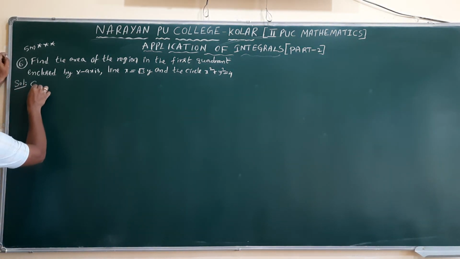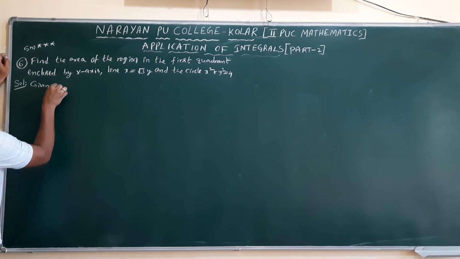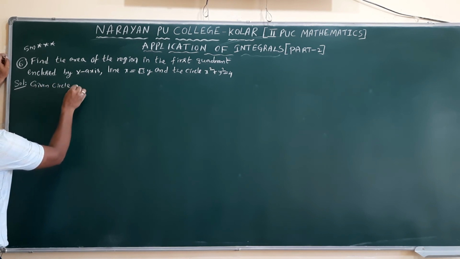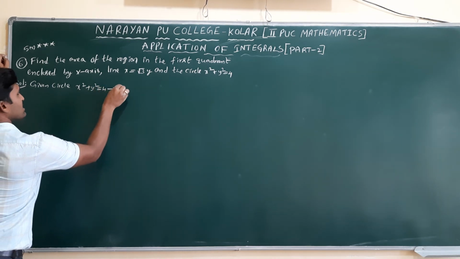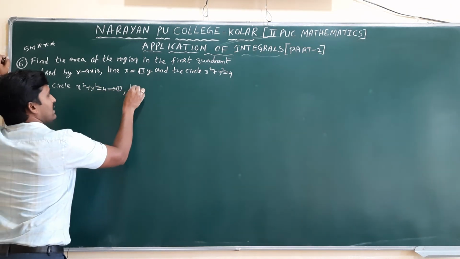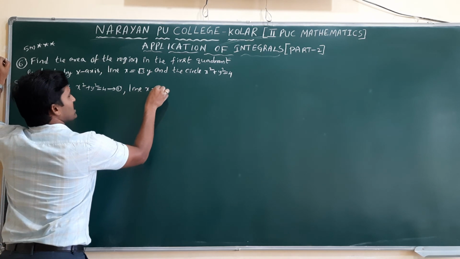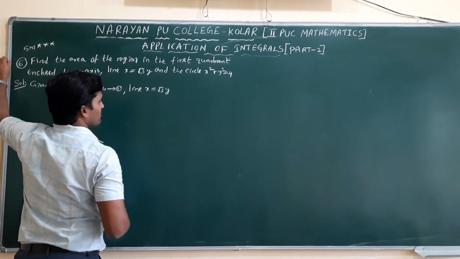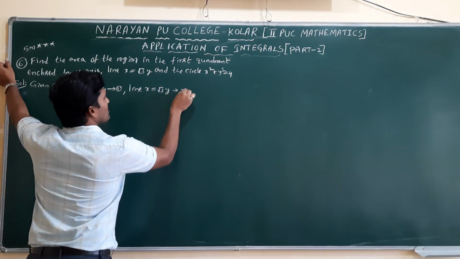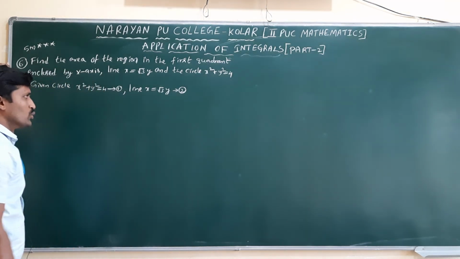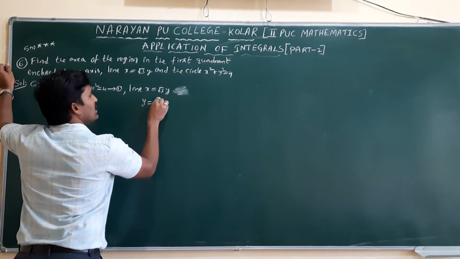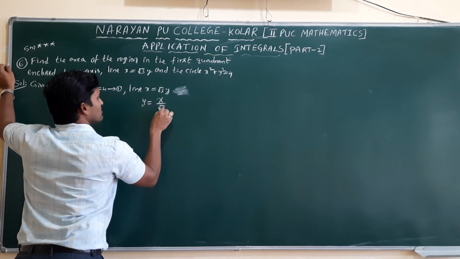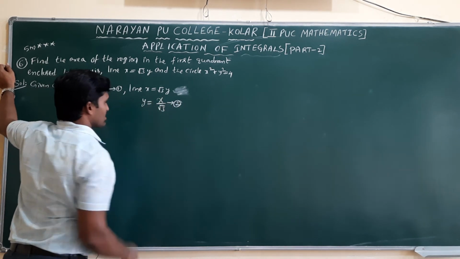First the given circle, what? x square plus y square equal to 4. Take it as equation number 1. And the line x equal to root 3 y is equation number 2. From this I will find the y value. What will we get for y? x by root 3. This I will take as equation number 2.